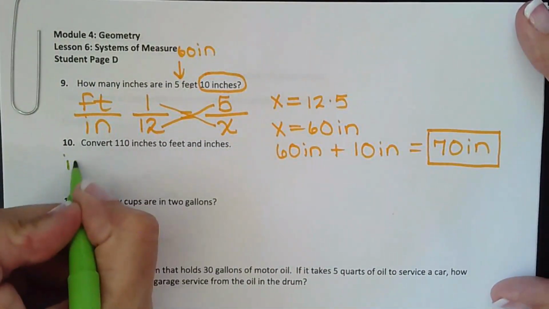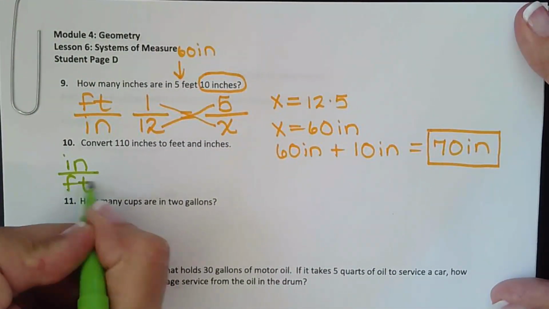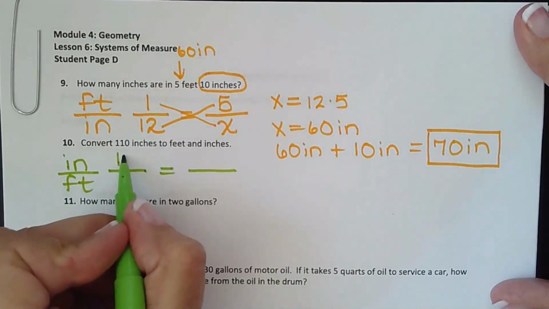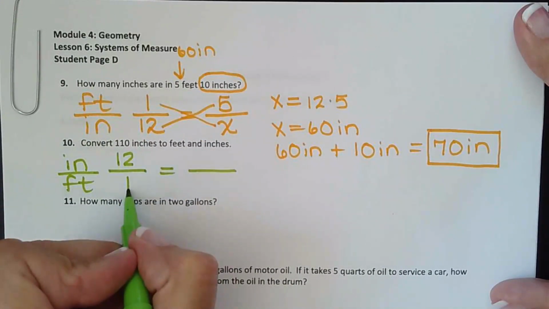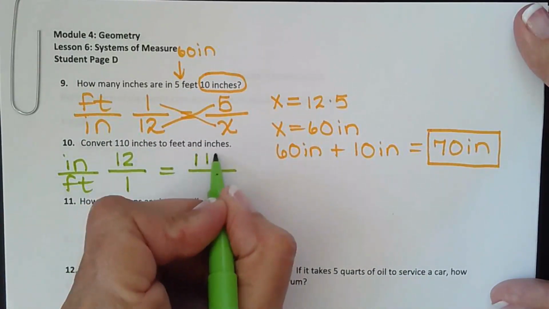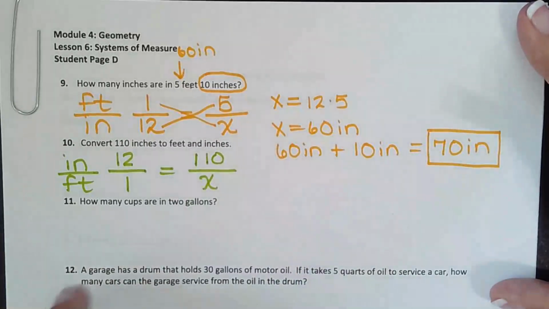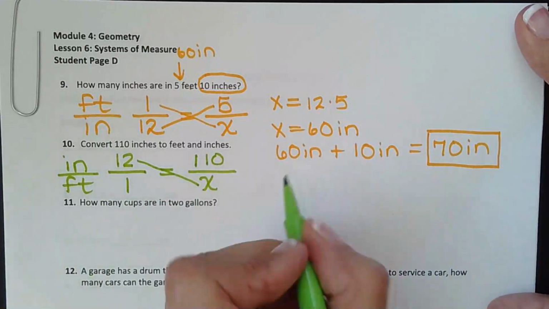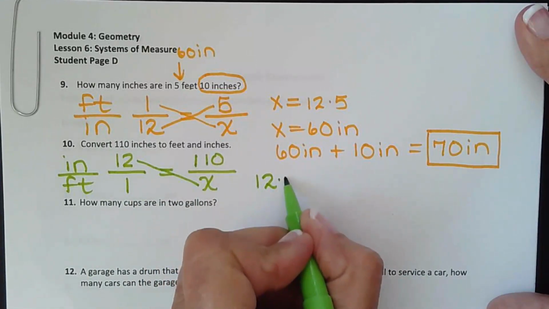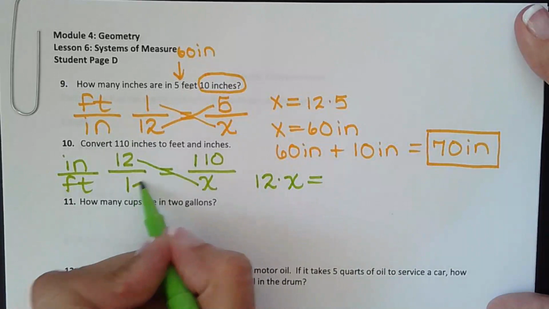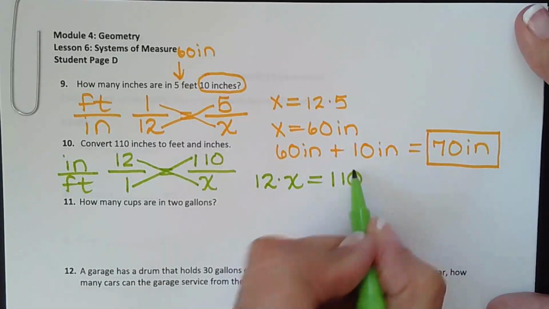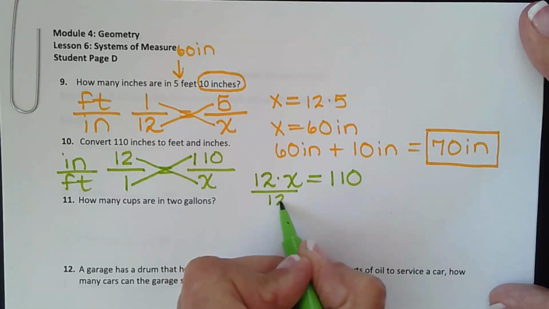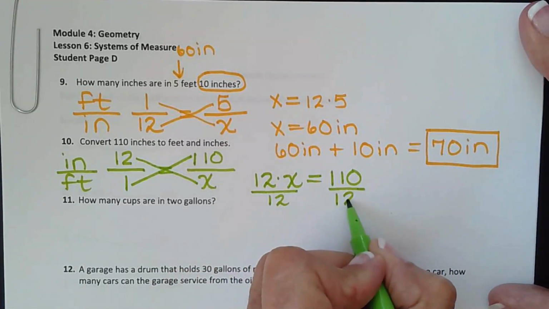Okay, so inches to feet. We know from the formula sheet, we already got it up here, 12 inches equals 1 foot. And we're trying to turn 110 inches into X number of feet. So going this way, we get 12 times X. Going this way, we get equals 110. Divide by 12, divide by 12.